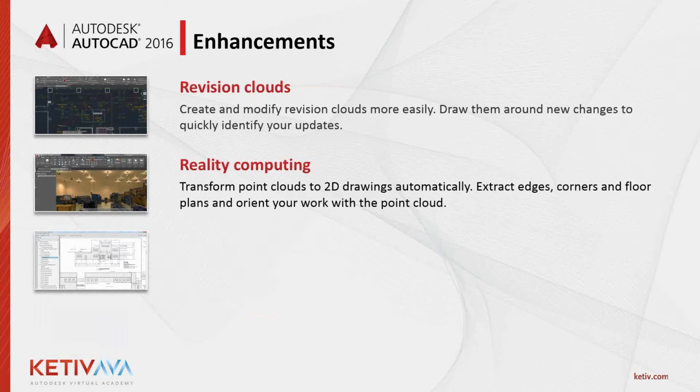Another couple of examples of the new features included in the AutoCAD 2016 software are the ability to create and modify revision clouds more easily, and use this new feature around any new changes in your drawing to quickly identify your updates. As far as PDFs, they are smaller, smarter, and more searchable, and also provide better performance when attaching PDF files to your drawings. Now let's talk a little bit more about the enhanced PDFs in AutoCAD 2016 going forward.